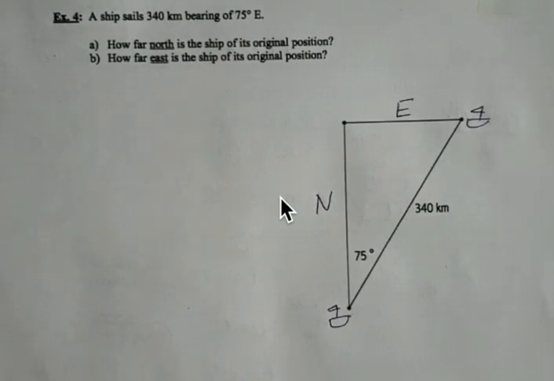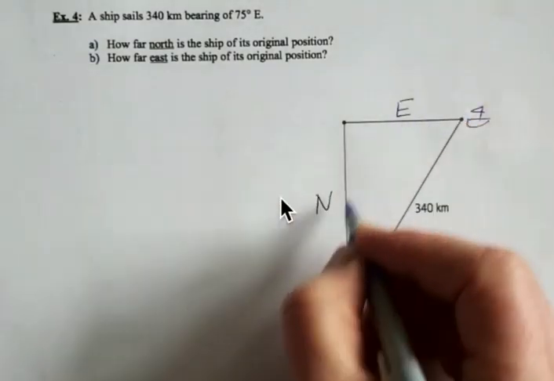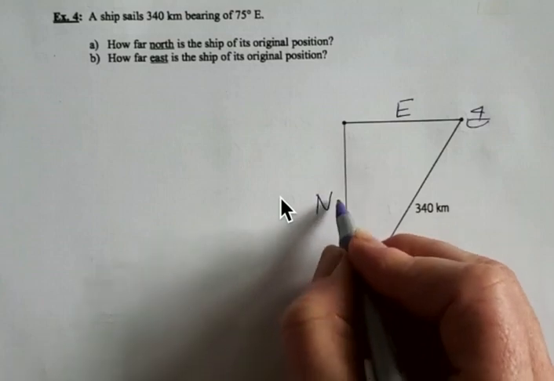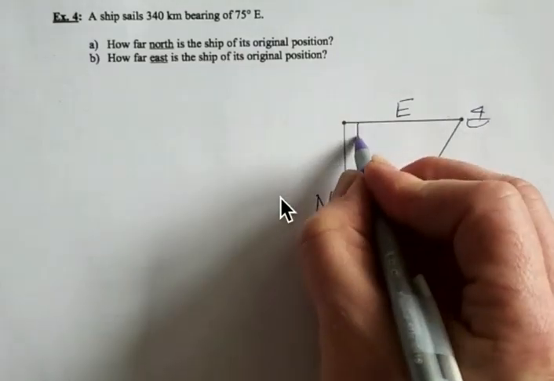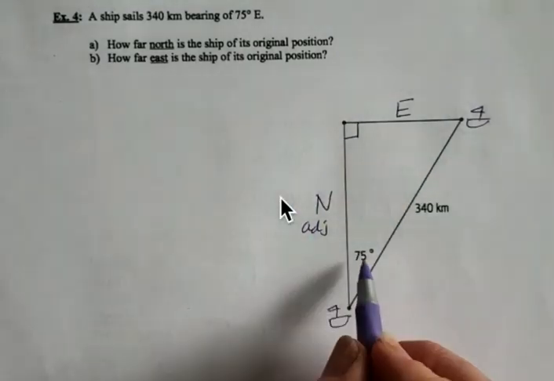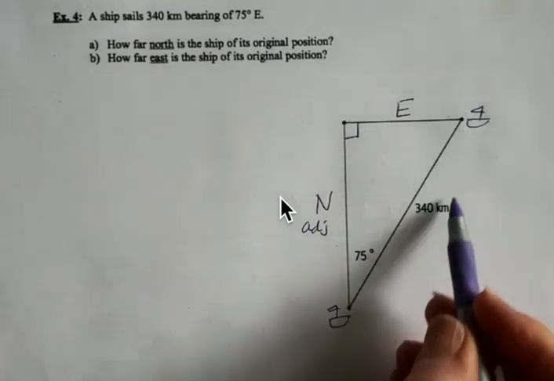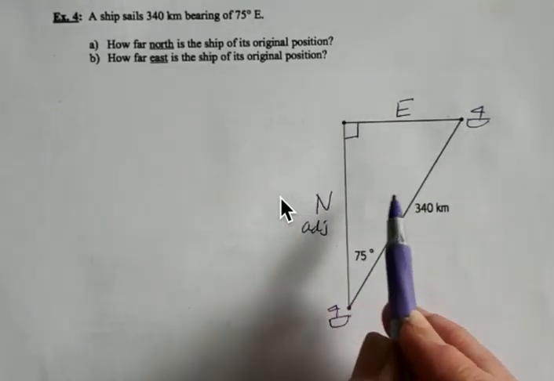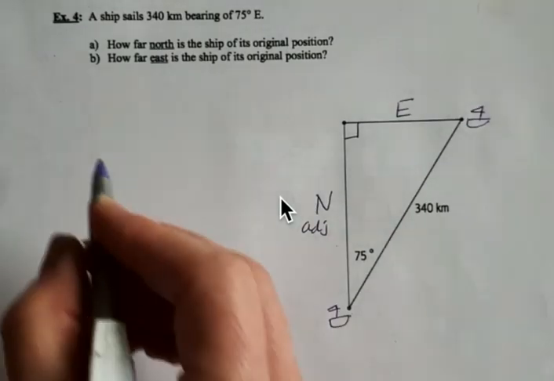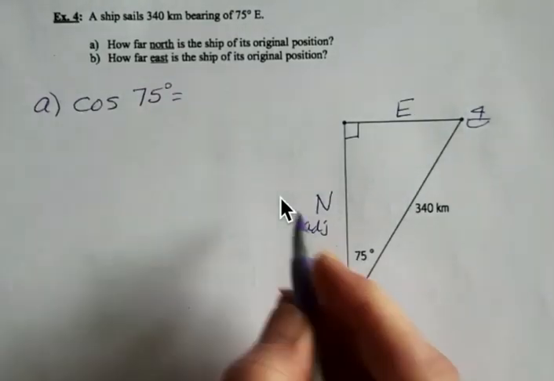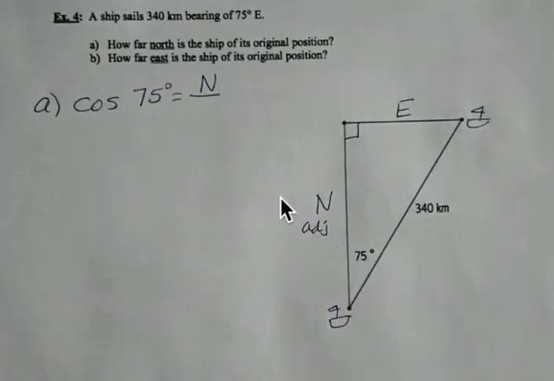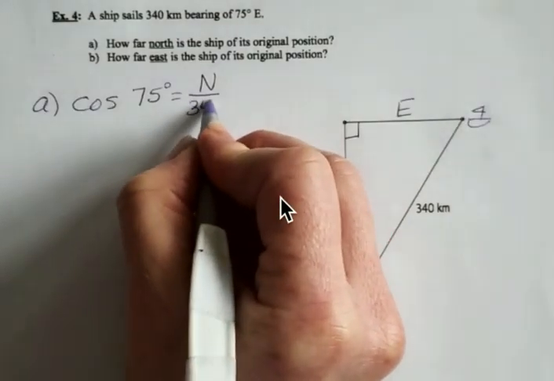So how far north is the ship of its original position? So to do that, I need to find this length. I need to know what this distance is north. That's the adjacent leg on this right triangle, adjacent to that 75 degree angle. And all I have is the hypotenuse. So adjacent over hypotenuse, that's the cosine ratio. So for part A, the cosine of 75 degrees is going to equal the adjacent leg, which is our north position, how far north, over 340 kilometers.